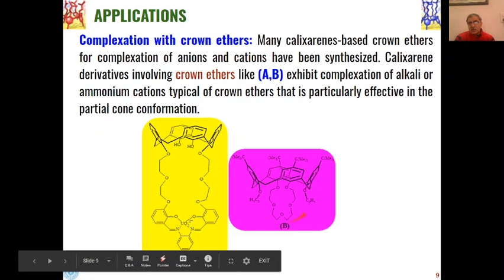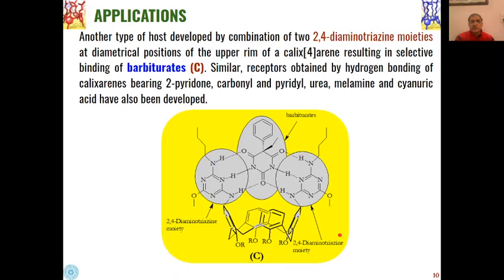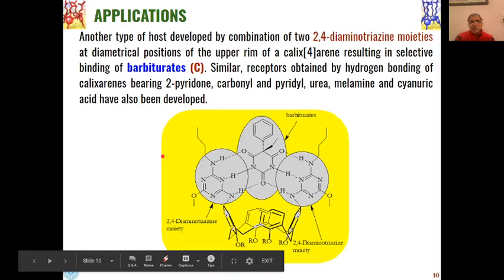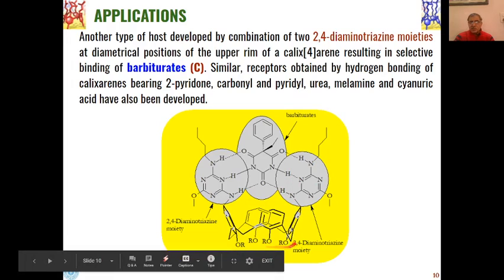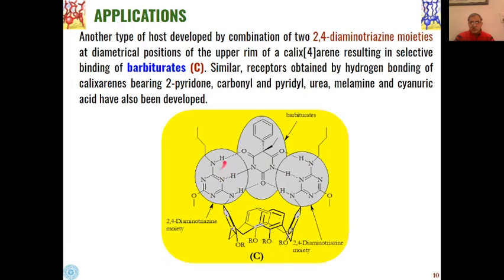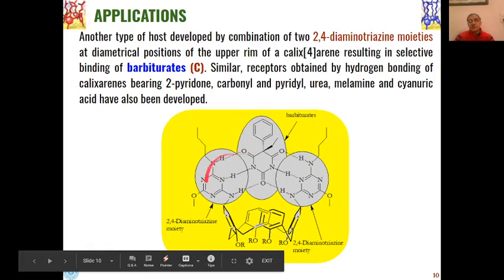Then this is another type of calixarene crown ether complex which can be used for complexation with anions and cations. Then this is another type of host which is developed by combination of these calixarenes and these 2,4-diaminotriazine moieties. Because of the formation of hydrogen bonding, this can be used for the selective binding of barbiturates. So they can be selectively bound to these types of receptor molecules.